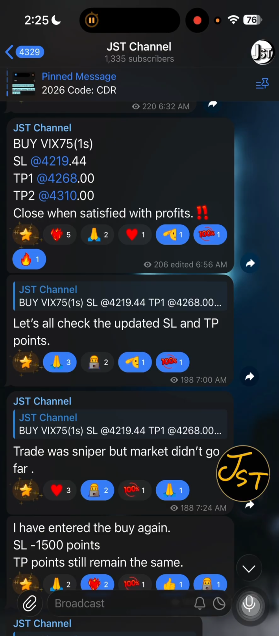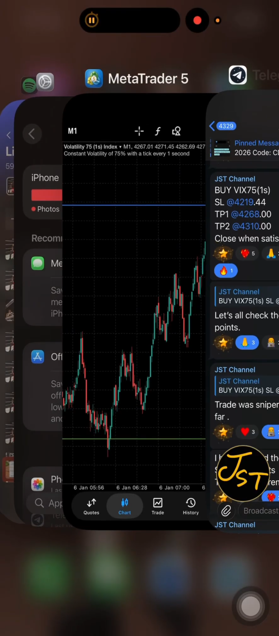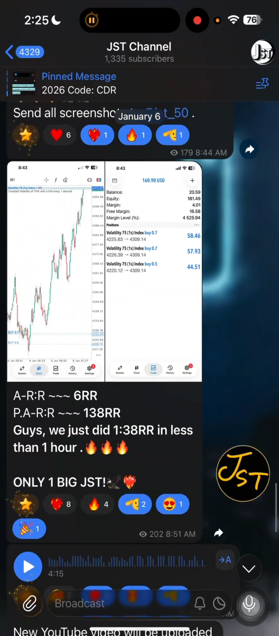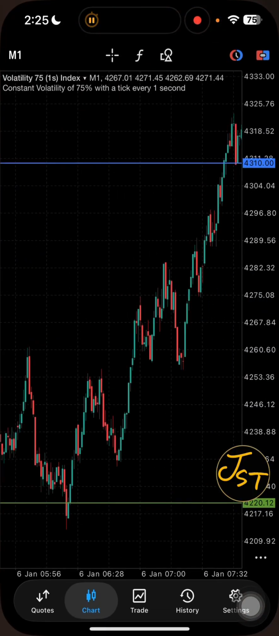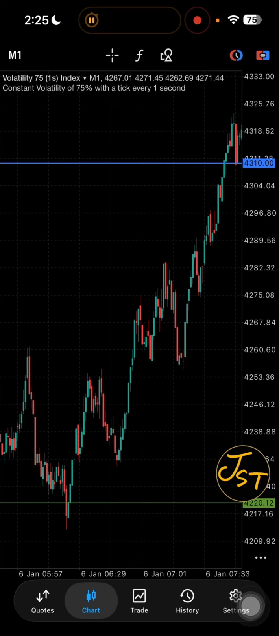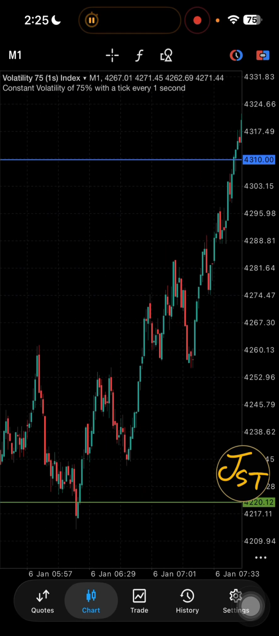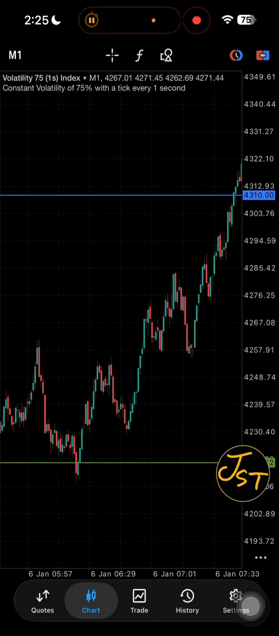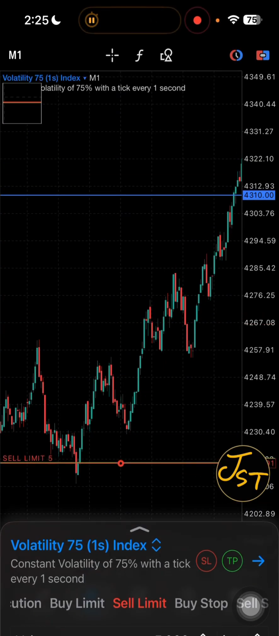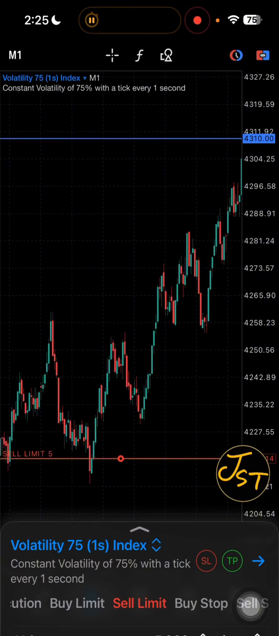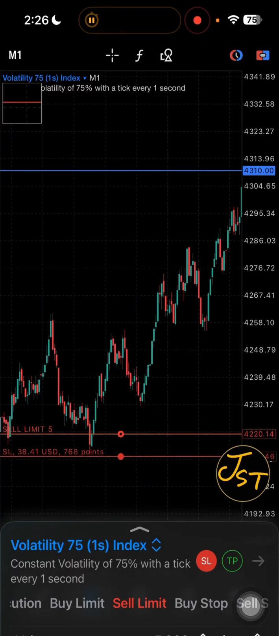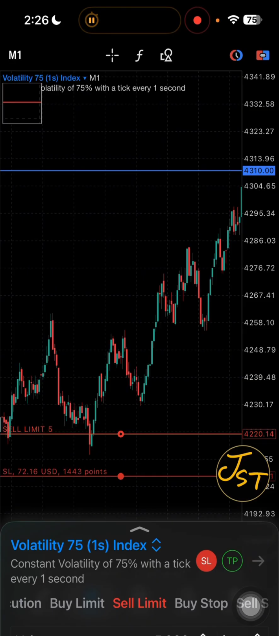So since this is VIX 751S, my entry point was at 422. Basically, this green line was my entry point, right? So if I entered here, let me show you guys how to do it. You put your line, this is my entry point. Forget that it's showing sell limit right now, I'm just showing you guys. SL is 1,500 points, so we drag it down to 1,500 points.